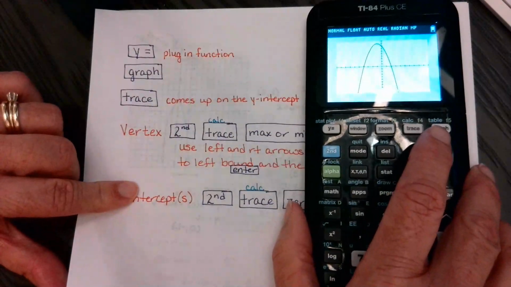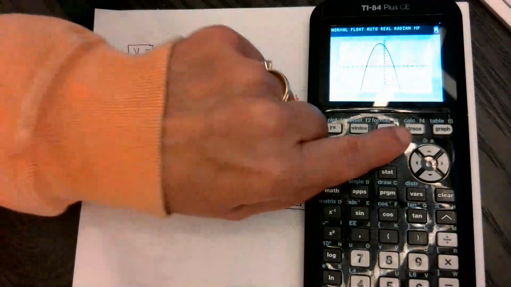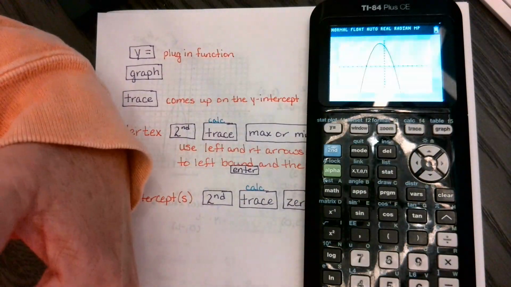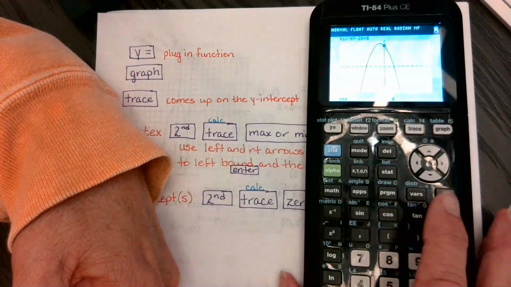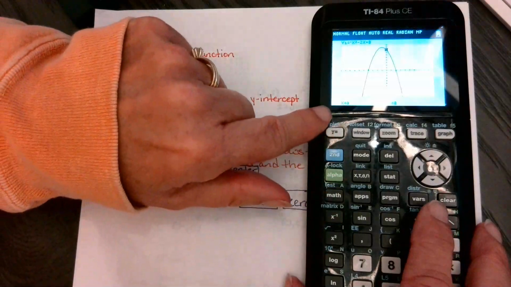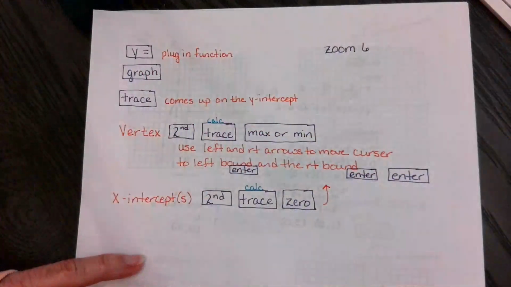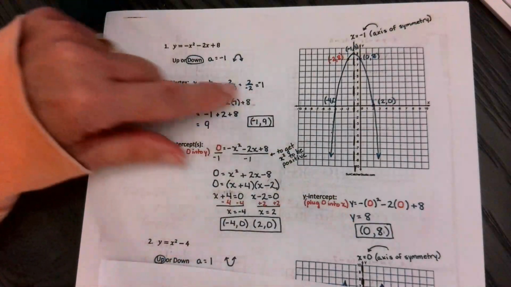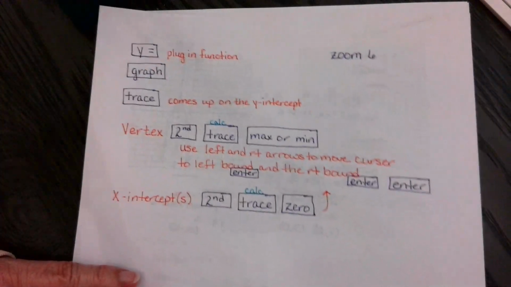So the easiest thing to find next is the y-intercept. If you hit your trace button after you graph something, anytime you graph a function, it always comes up on the y-intercept, always, which was 0, 8. Well, on this first problem, we found it to be 0, 8. The next thing I'm going to teach you to do is find the vertex. The vertex in this problem was negative 1, 9.